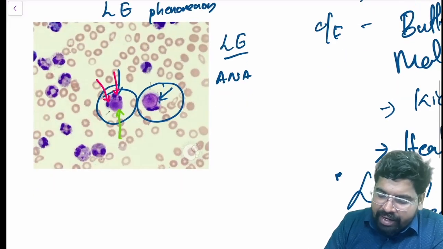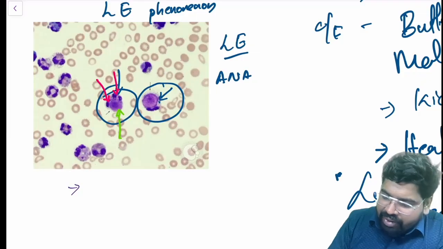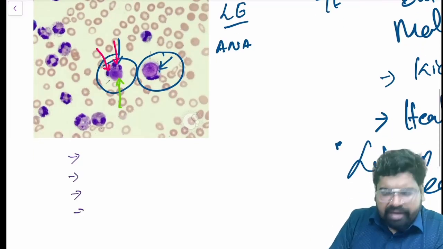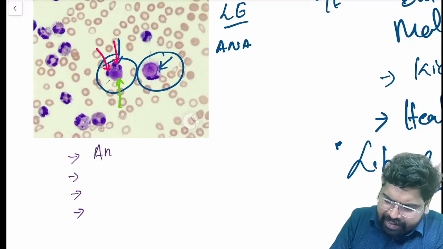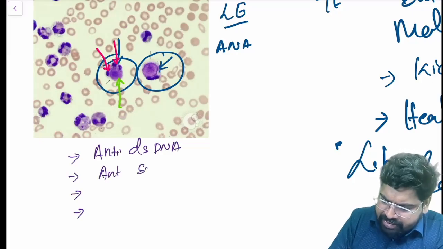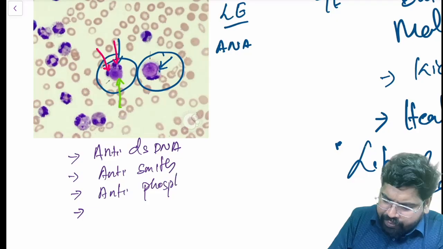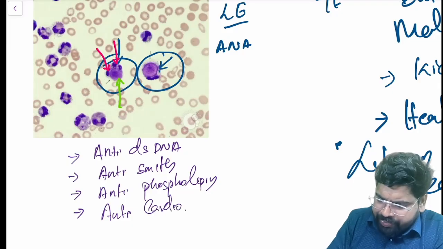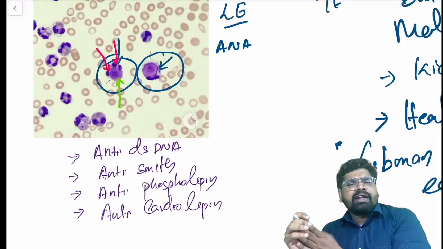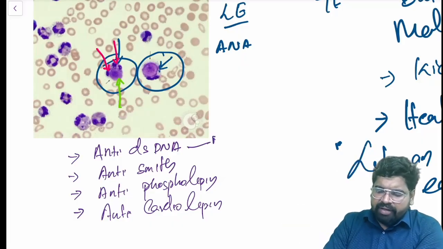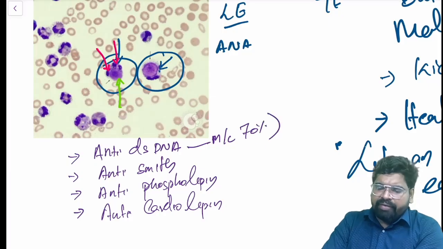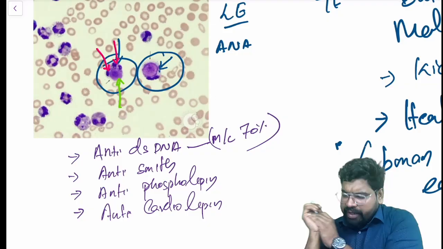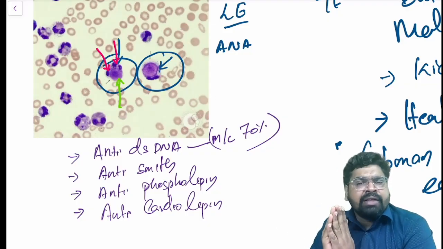And what are the anti-nuclear antibodies? Please just remember the names: anti-double-stranded DNA, anti-Smith, anti-phospholipid, and anti-cardiolipin. These are the four different anti-nuclear antibodies, and anti-double-stranded DNA is seen in the most cases, about 70%. So this is about your systemic lupus erythematosus.